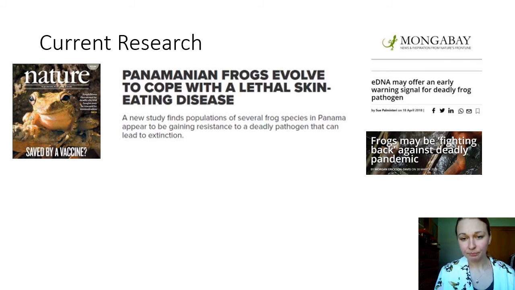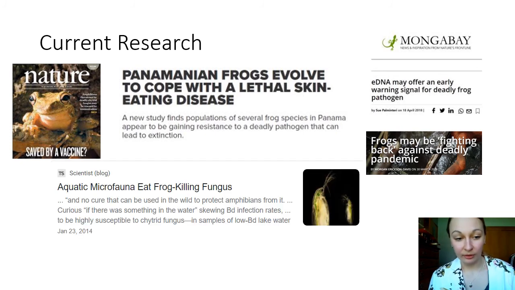This next one looks at eDNA, which stands for environmental DNA, and so this is scientists going into environments, taking samples of soil, of water, off of rocks, off of trees, stuff like that, to see if Chytrid BD is there yet and kind of how bad it is. So this can give them an early cue if they can detect Chytrid BD before it gets out of hand.